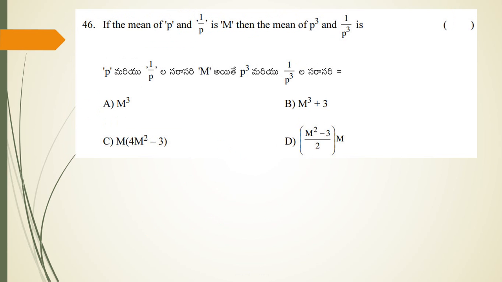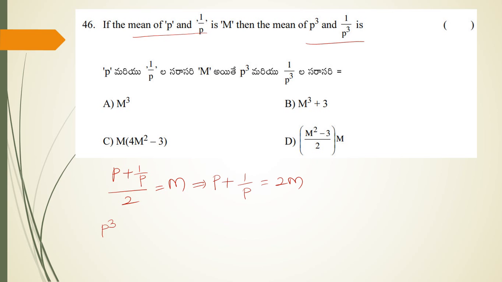Next, moving on to question number 46. What he has given: the mean of these two terms is capital M. So what is the mean formula? Sum of observations by number of observations. So (p plus 1 by p) by 2 is equal to capital M. So from this, p plus 1 by p is equal to 2 times m. Now what is he asking? The mean of p cube plus 1 by p cube.